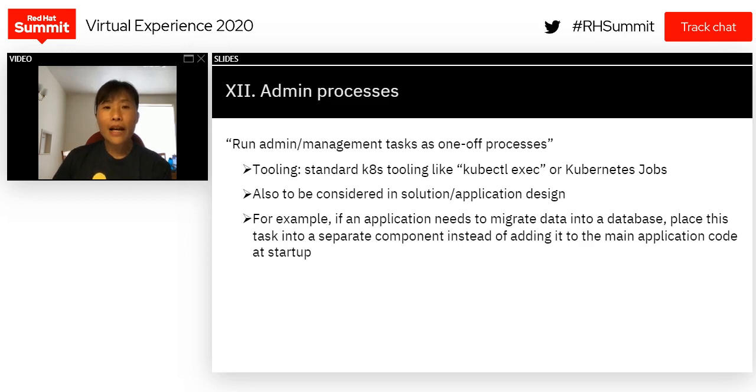The next one is admin processes. You should run admin and management tasks as one-off processes, such as utilizing Kubernetes tooling, such as Kubernetes jobs, and so on. Don't hard code admin processes in your microservices.